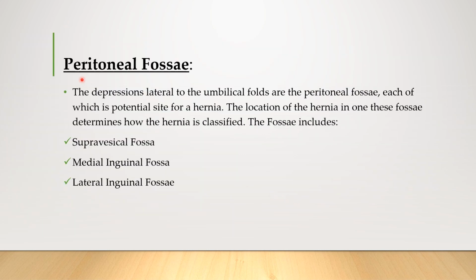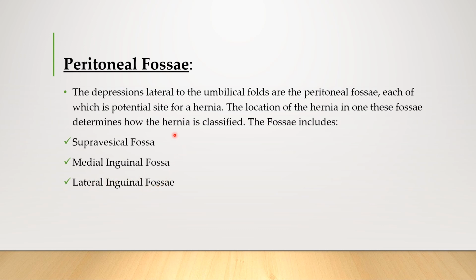The peritoneal fossae, the depressions lateral to the umbilical folds which I have mentioned in the previous slides, are each a potential site for a hernia. The location of the hernia in one of these fossae determines how the hernia is classified. The fossae include the supravesical fossa, the medial inguinal fossa, and the lateral inguinal fossa.